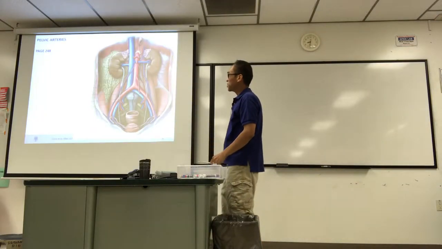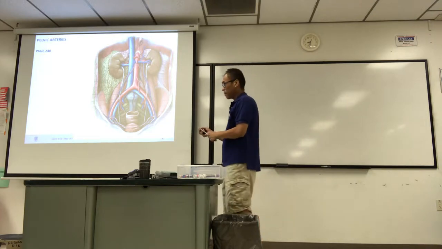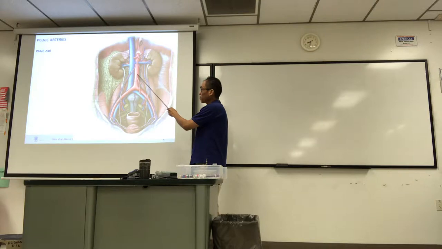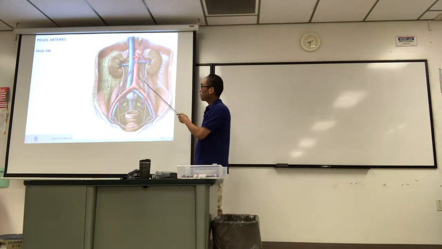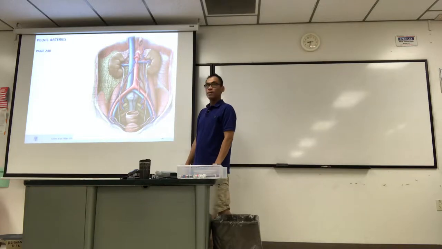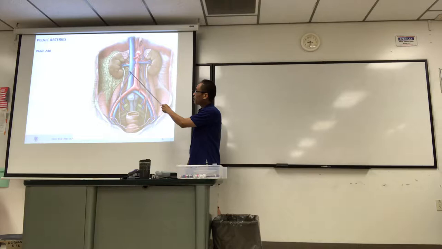Like a picture like this, you can see that the artery that has emerged through the diaphragm, now it's called abdominal aorta. The abdominal aorta runs, if you look at the two tubes, is the artery on the left or on the right? It's a little bit on the left of the vertebral column. The vein is on the right. That's the inferior vena cava.